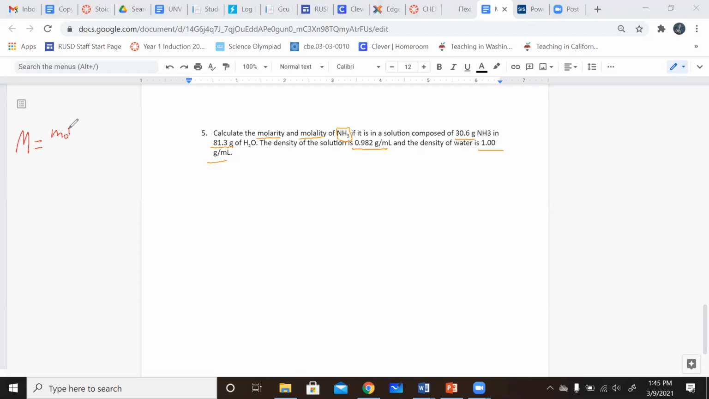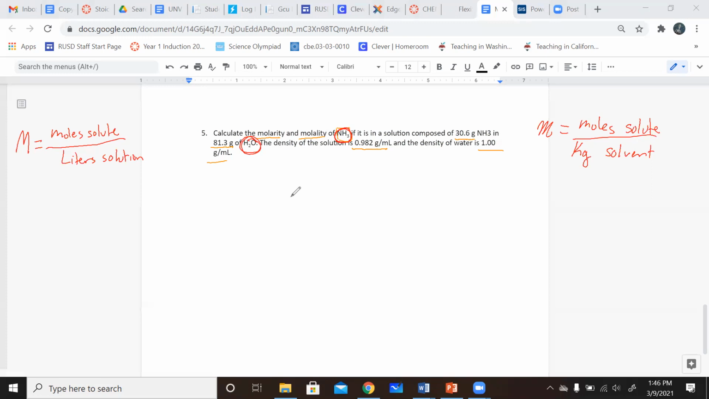So let's recopy our definitions of molarity and molality. Molarity equals moles of solute over liters of solution. Molality equals moles of solute divided by kilograms of solvent. So in this case, our solute, our thing that is being dissolved, is NH3. Our thing it's dissolving in, our solvent, is H2O.